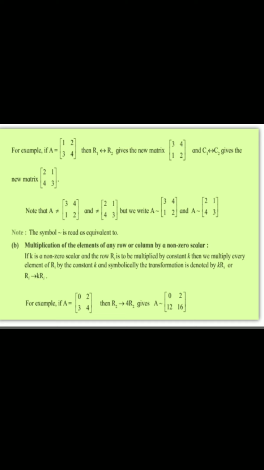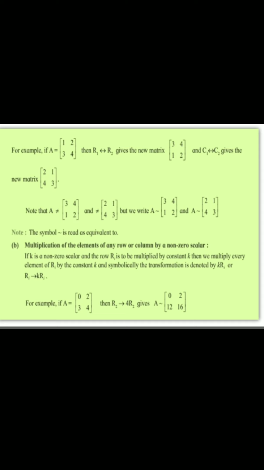Second, B, multiplication of elements of any row or column by a non-zero scalar. That is, if K is a non-zero scalar and the row Ri is to be multiplied by constant K, then we multiply every element of Ri by constant K, and it is denoted as K times Ri, or it is also denoted as Ri interchange to K times Ri.